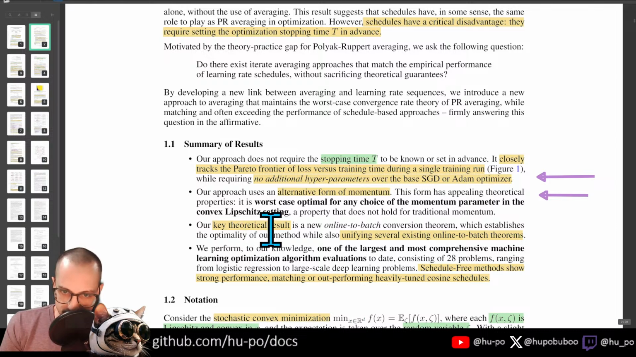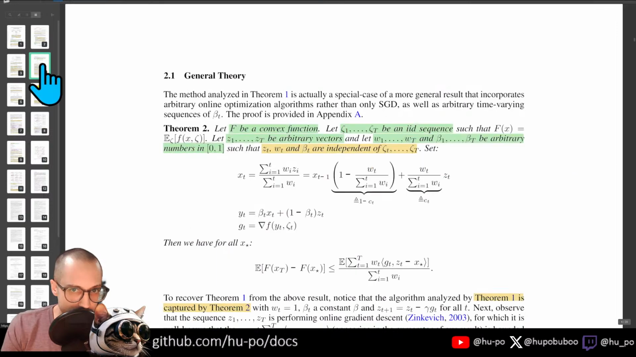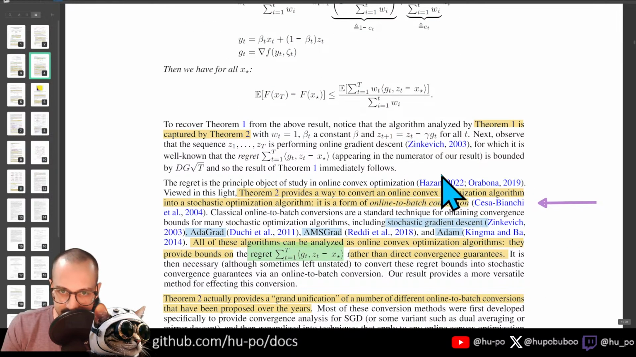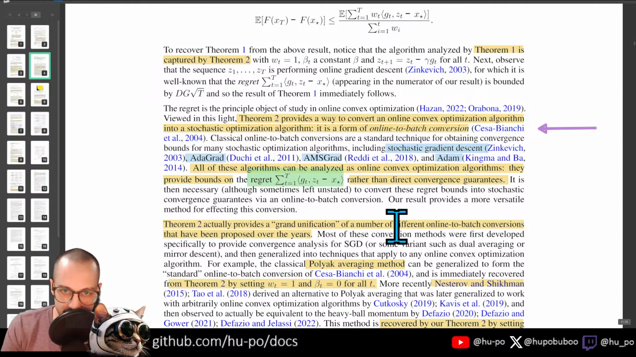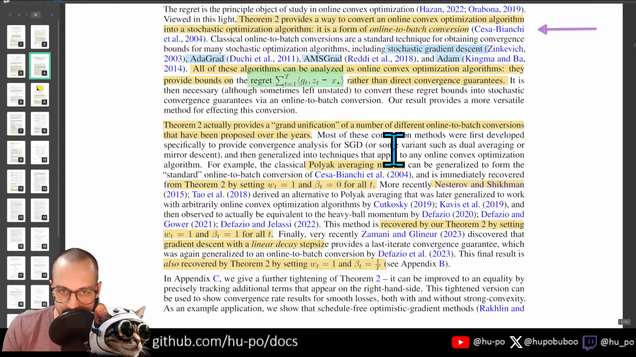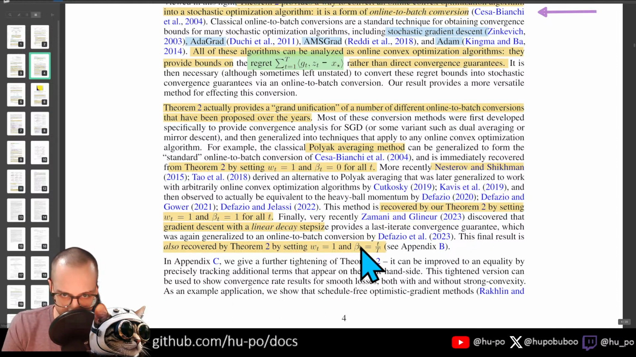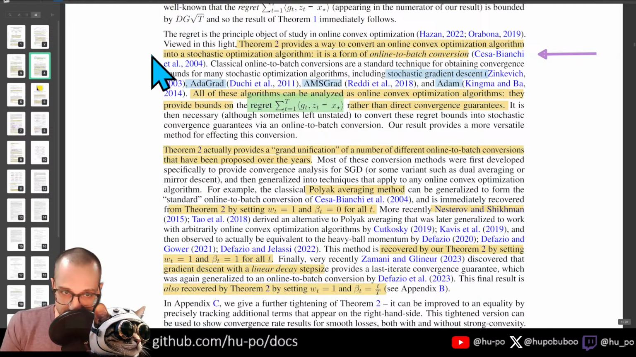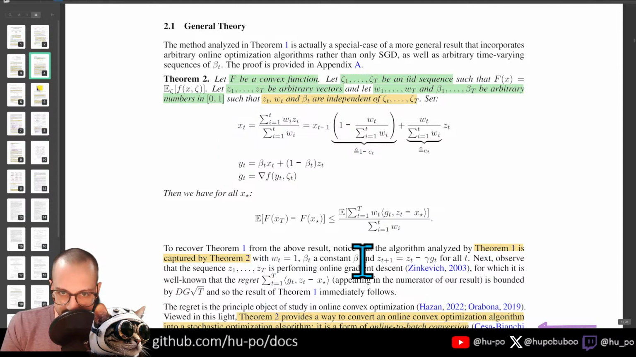Our key theoretical result is unifying several existing online to batch theorems. We're going to see what that is, but the coolest part about this paper is that they show this theorem here, and this theorem is effectively a grand unification of a number of different methods. A lot of the different optimizers are actually just variants of the same optimization theory. Whether you're using Polyak averaging, Nesterov momentum, or any of the other standard ones like AdaGrad, AMSGrad, Adam, they're really all just variants of this theorem with different values for the hyperparameters plugged in.